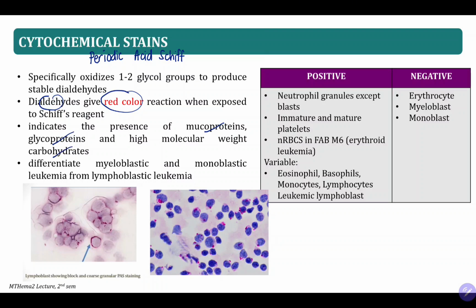That's why, diba, ginagamit siya sa histopath. Now, in hematology, this is used to differentiate your myeloblastic and monoblastic leukemia from your lymphoblastic leukemia. Now, positive reactions for PAS are usually with your neutrophils except the blast, your subtype M6 for your AML, and then it varies with your eosinophils, basophils, monocytes, lymphocytes, and your leukemic lymphoblasts. It usually stains negative with your red cells, myeloblast, and your monoblast.